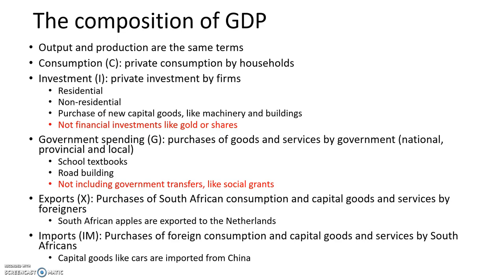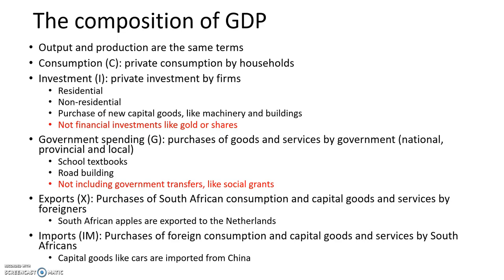Second comes investment, which is denoted by the letter I, and this is private investment by firms. Investment is the sum of residential and non-residential investment. Residential investment refers to property, so the purchase of new houses or flats by people. Non-residential investment refers to machinery, so the purchase of new machines by firms. Also note that to most people, investment refers to the purchase of assets like gold or shares. However, economists use investment to refer to the purchase of new capital goods such as machines and buildings.